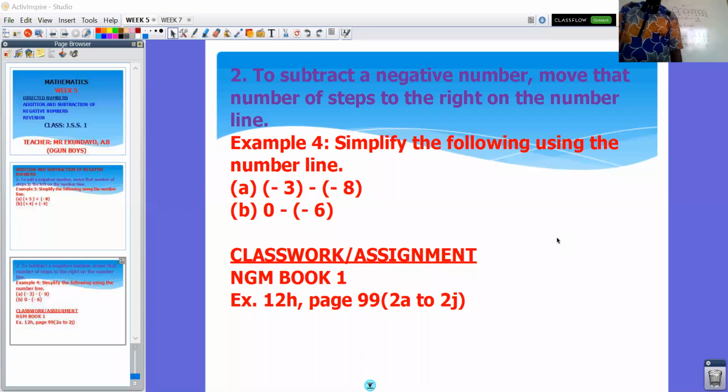Simplify the following using the number line. You can see A, minus 3 minus 8, B, 0 minus minus 6. So here we are subtracting a negative number. So I will say we should move to the what? To the right on the number line.